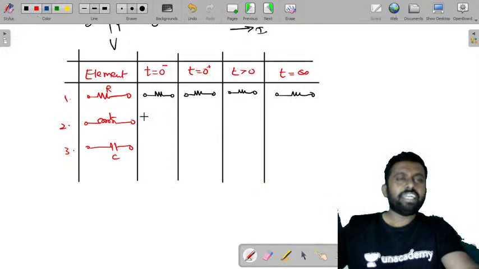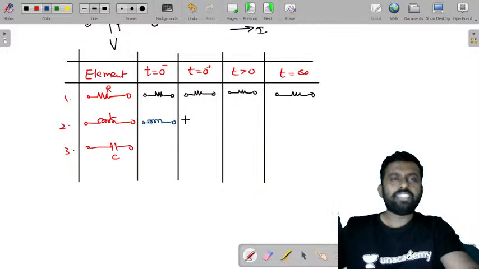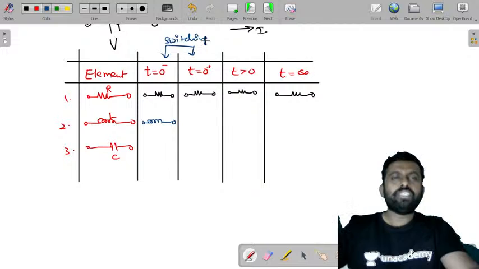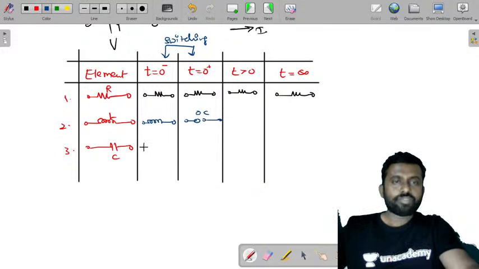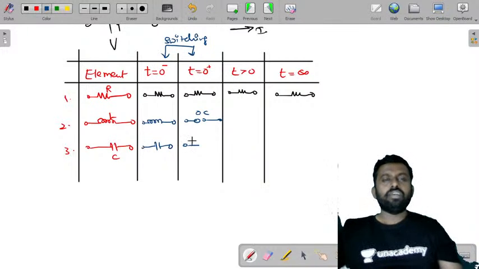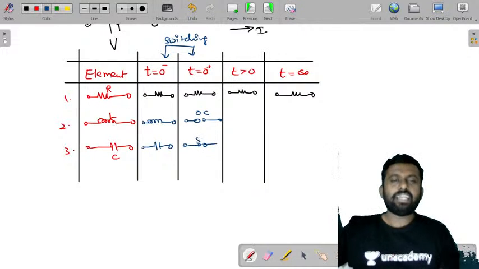But when you are considering the inductor at t equal to 0 minus, it is acting like an inductor. Now at t equal to 0 plus, when there is a switching between t equal to 0 minus and 0 plus, it will act as an open circuit because it does not allow sudden change of current, so current is equal to 0. And a capacitor at t equal to 0 plus will act like a short circuit.